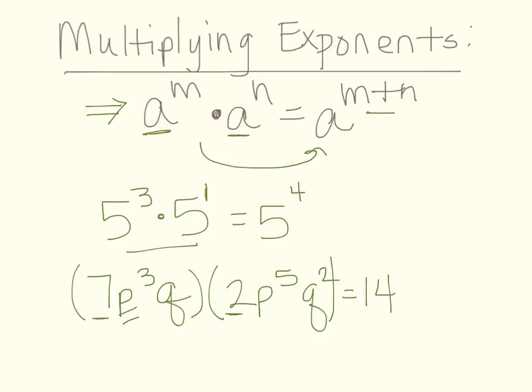When I'm putting my p's together, I add those exponents. P cubed times p to the fifth would be p to the eighth. We're adding. And then, of course, when I put my q's together, this is q to the 1. This is q squared. That becomes q cubed, so 14 p to the eighth q cubed.